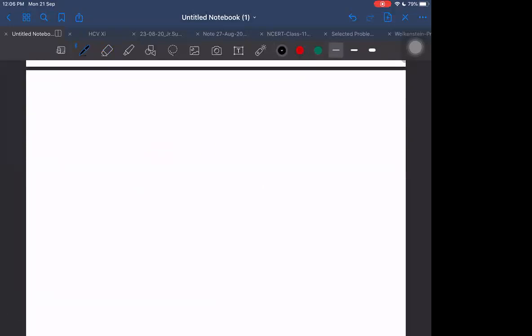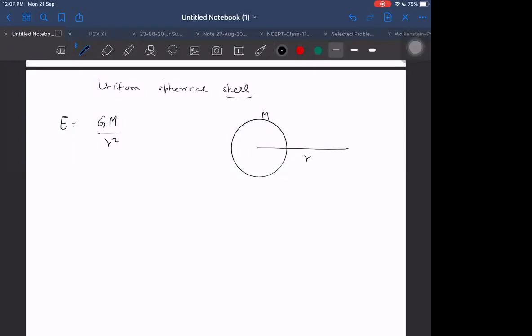Next, for the timing, let us say we found out the field. We did not find it out, but you can see it in SCR, and I can tell you the formula directly now: for an outside point, the field is just equal to G into capital M divided by R square for a uniform spherical shell. And if it is valid for a spherical shell, then it will automatically be valid for a thick shell as well as a complete solid sphere also.